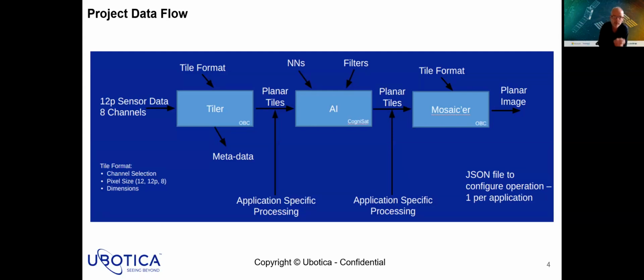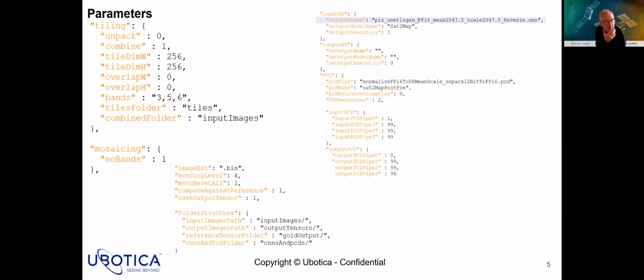Okay, so this is kind of giving you a flavor of the configuration or the flexibility, if you like, of the system. So the configuration is broken up into configuration of the tiler, of the mosaicer, of the neural network or AI processing itself, and then for system level configuration as well. So starting on the top left, the tiling, what you're doing is you're configuring the size of the output tiles.